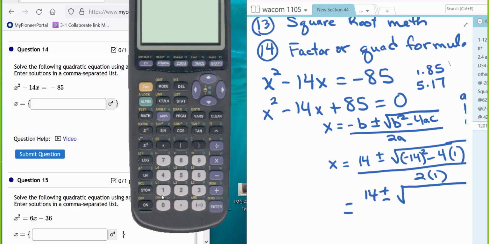So negative 14 squared, and the negative will make it positive. The square will make the negative positive. So we're going to do it to the second power. 196.